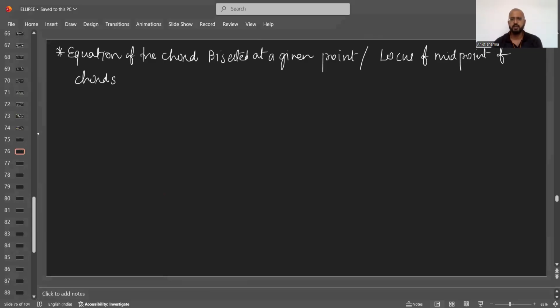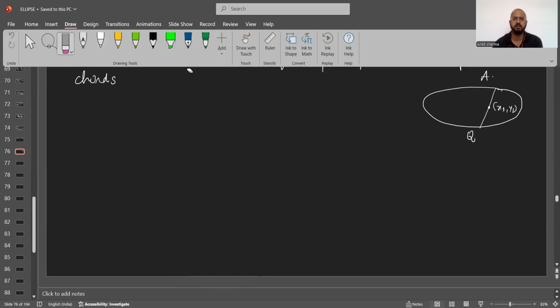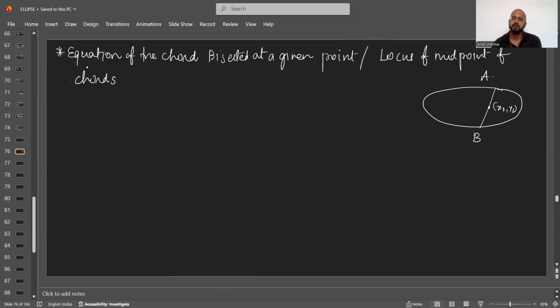Let me take an ellipse here. Suppose this is an ellipse, and I have a chord whose midpoint is given here, say x1 comma y1. I want to find the equation of this chord. Say this is my point A and this is my point B. So we want the equation of the chord AB.